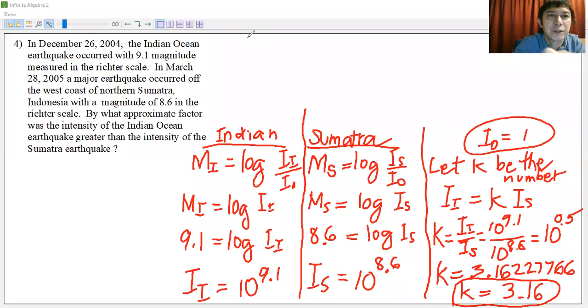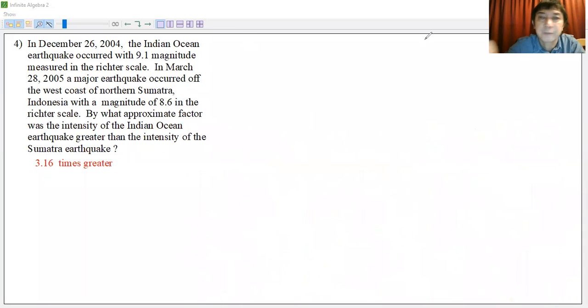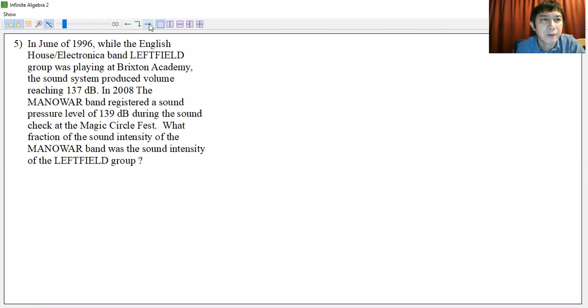All right, so what's the answer from the computer? It's 3.16 times greater. So this will be our answer for number 4. Let's proceed to number 5. Let me clear the screen for number 4. Continue with number 5.